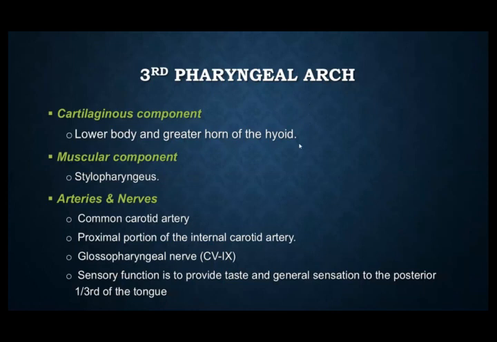Now, as we discuss all these different components, we were discussing the arterial and nerve components of the third pharyngeal arch. You can clearly see the common carotid artery, the proximal part of the internal carotid, and the nerve is the glossopharyngeal nerve, the ninth cranial nerve. You can see specifically which portion of the tongue it supplies. It has the sensory function to provide taste to the posterior third of the tongue as well as the general sensation.